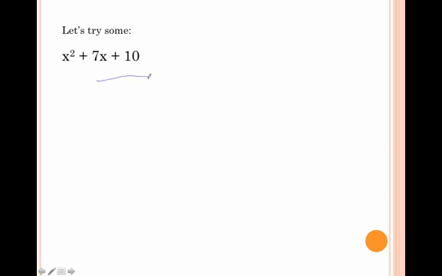I'm going to set up my box. I'm going to put my first term in this upper left-hand corner, my last term, the constant, down here in my right-hand corner. I know that I need products to get me 10, so I've got 1 and 10, 2 and 5, and since I need to get a 7, 2 plus 5 will give me 7. So I've got a 2x and a 5x in either box you choose.